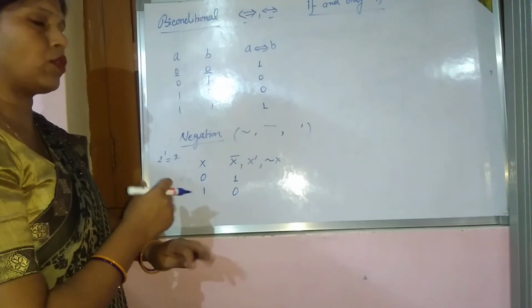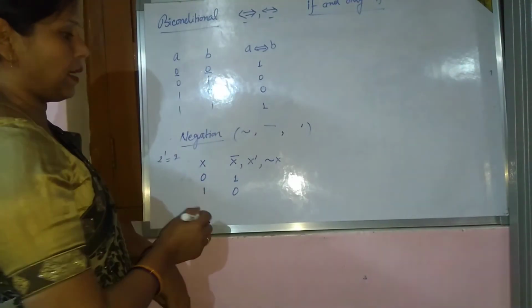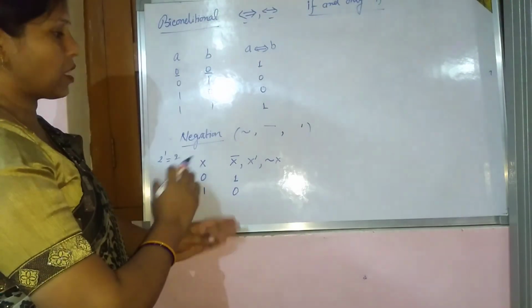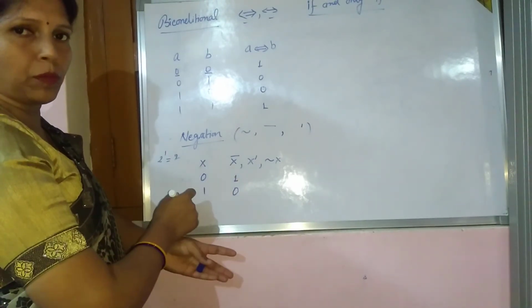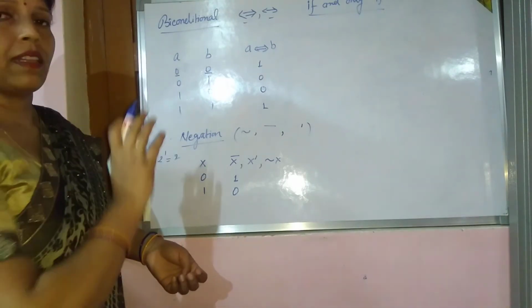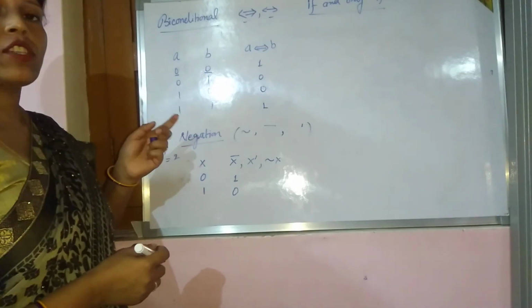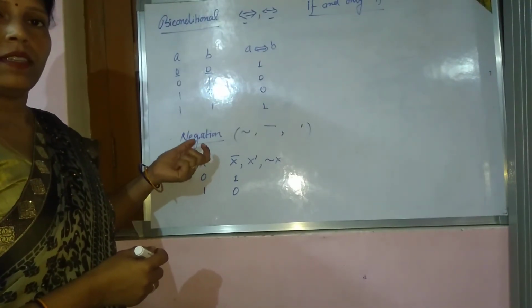Negation is not a connective. Negation is used only as an operator, on a single proposition, and gives just the opposite of the proposition. If your proposition is 0, then 1. If your proposition is 1, then 0. Clear? These are all the connectives: conjunction, disjunction, implication, and biconditional, and one more, negation.